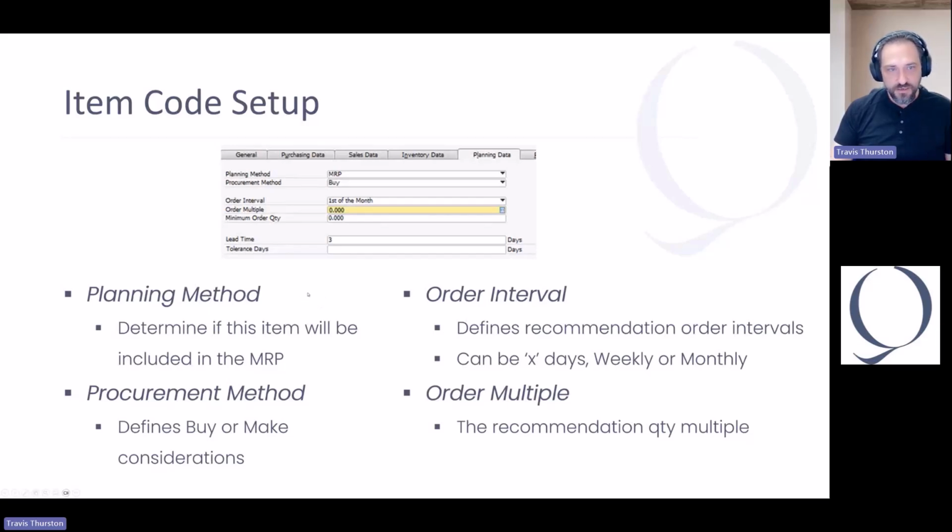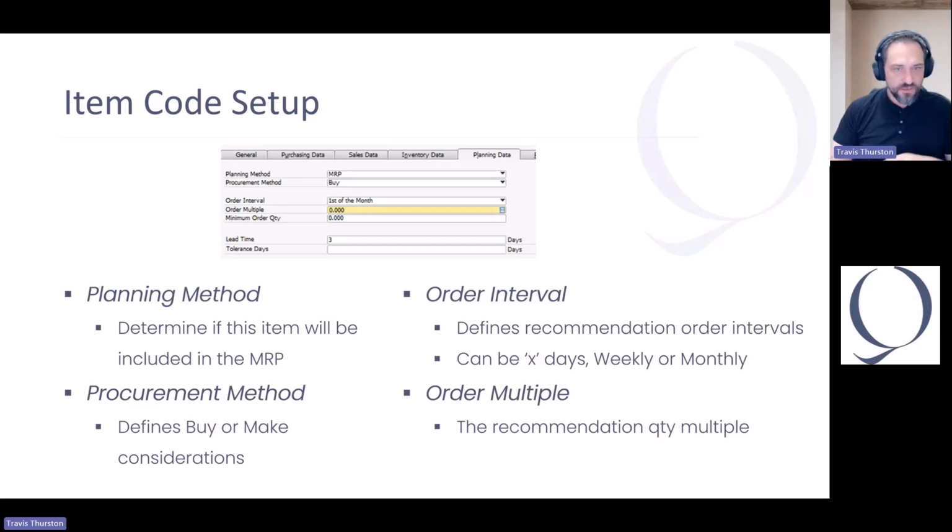That's going to be if you plan to use this in the MRP, where you define it as being part of the MRP. So there's only a couple of options there. It's either none or MRP. So that tells the system, hey, we want this to be included when we're making recommendations.